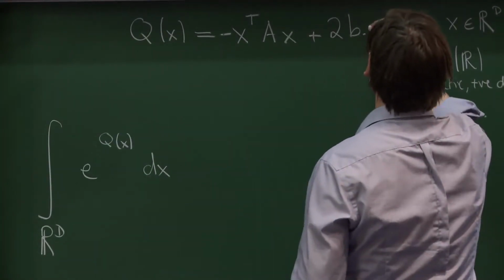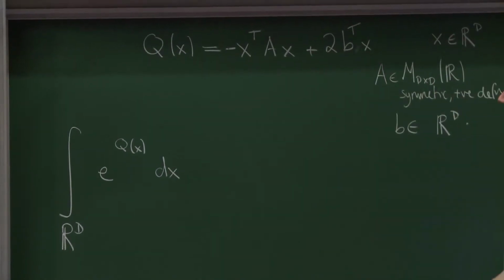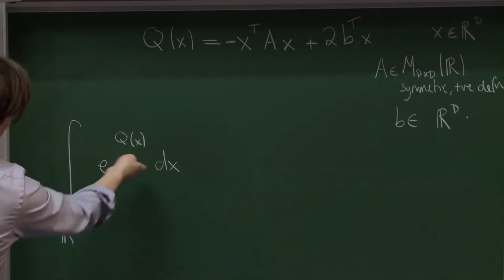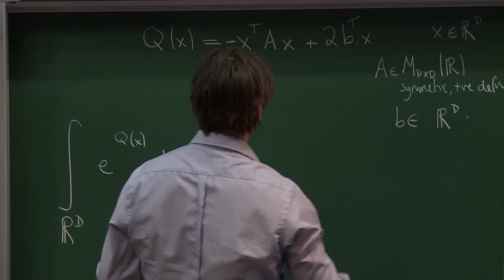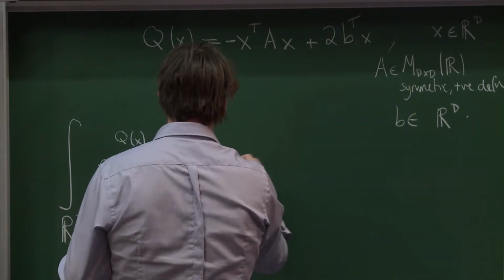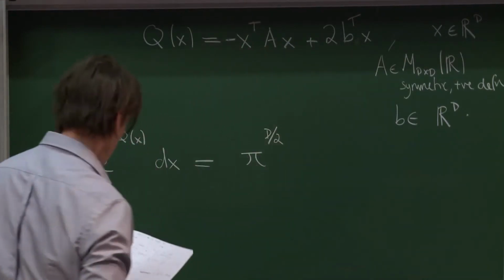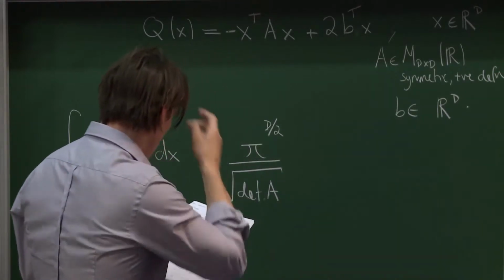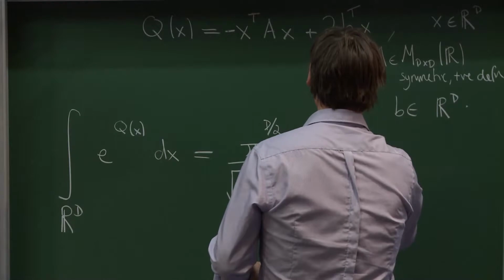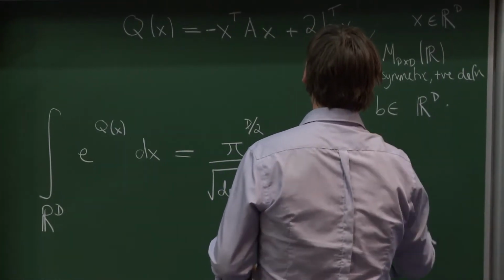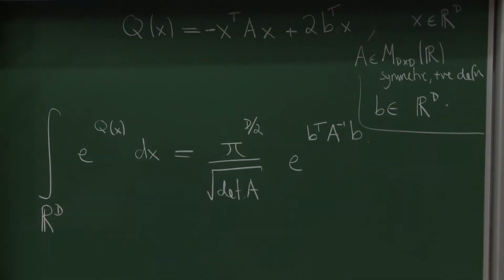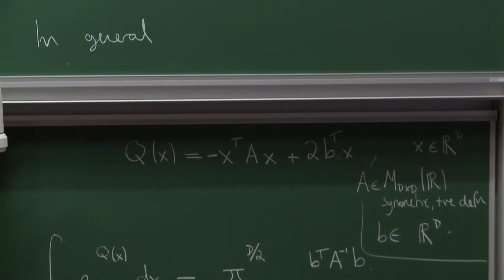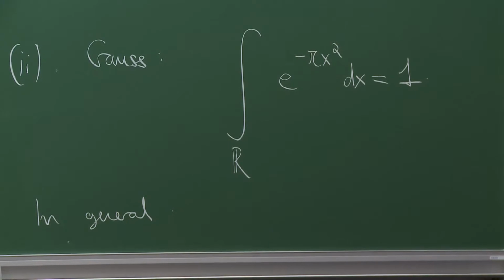Sorry, thank you very much, it should be b transpose x. Of course, if we add a constant c here, it's just going to factor straight out of the integral because it does not depend on x. This will come up later. So the upshot is that the integral is pi to the d over 2 over the square root of the determinant of A, times e to the b transpose A inverse b. This can easily be deduced from the previous integral by diagonalizing the matrix A, and it breaks into a product of d copies of this integral up to a change of variables.